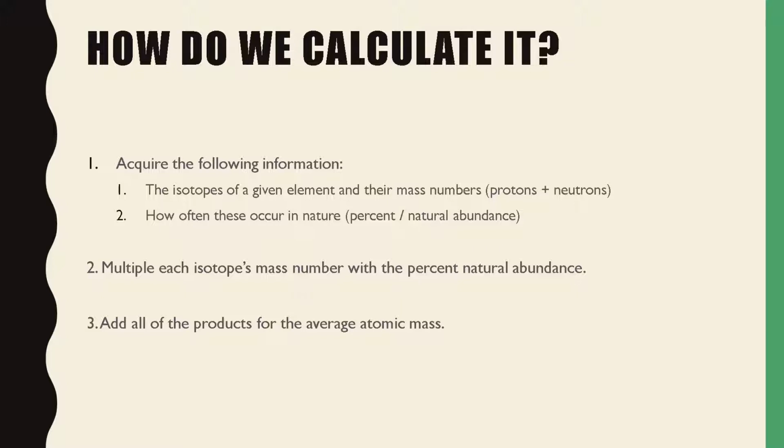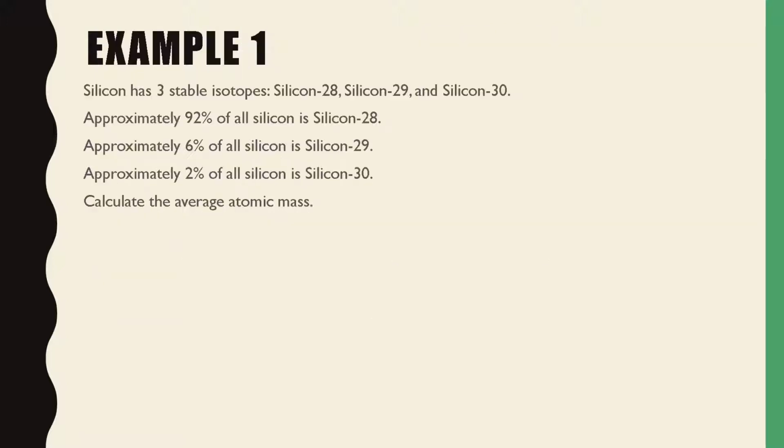First, we need to acquire information. We need to find out what the isotopes of a given element are and their mass numbers, which is the number of protons and neutrons. And we need to figure out how often these occur in nature, which is called the percent abundance or the percent of natural abundance. The second step is to multiply each isotope's mass number with the percent of natural abundance. And then we're going to add all of the products of step 2 for the average atomic mass. And we are about to go through a few examples with that.